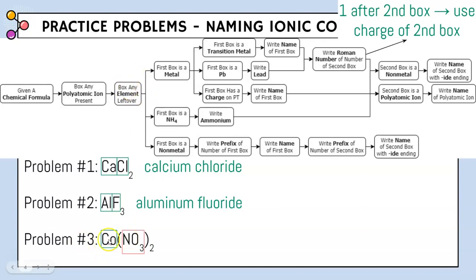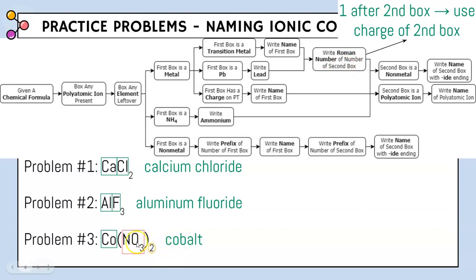So looking at our first box, it is a metal, and our first box is also a transition metal. So we're going to write the name of our first box, so cobalt. But this time we're going to write a Roman numeral, depending on the number of our second box.